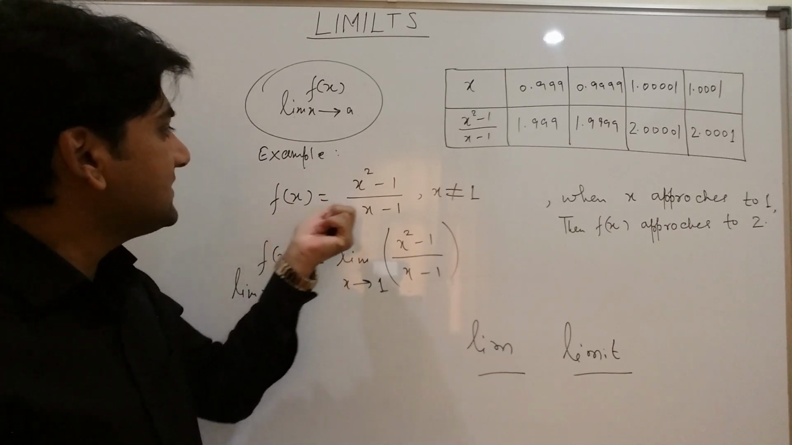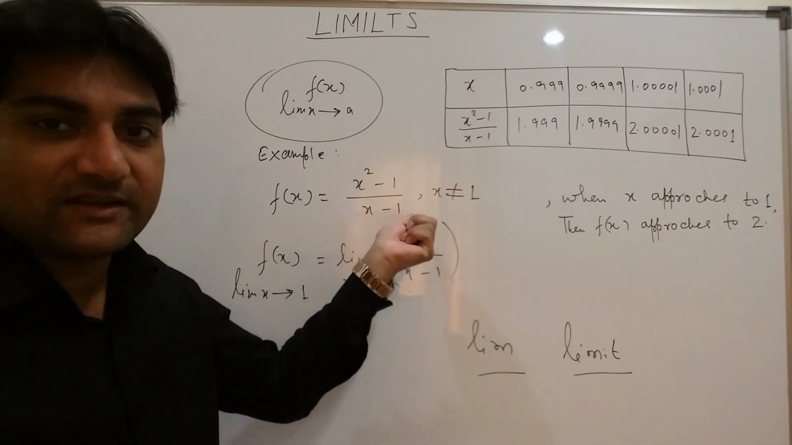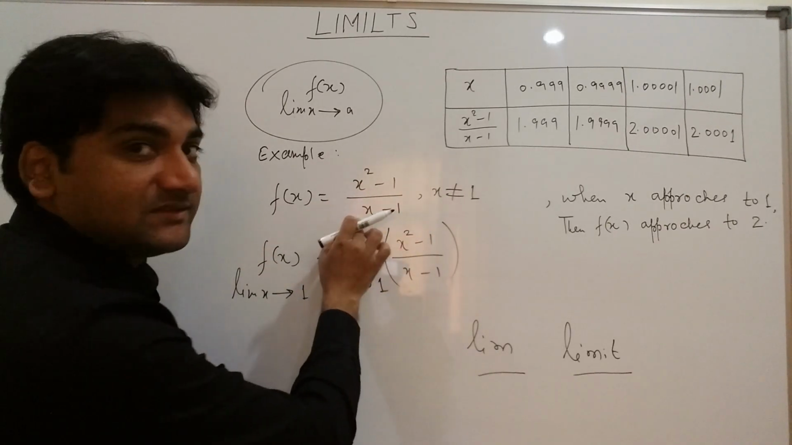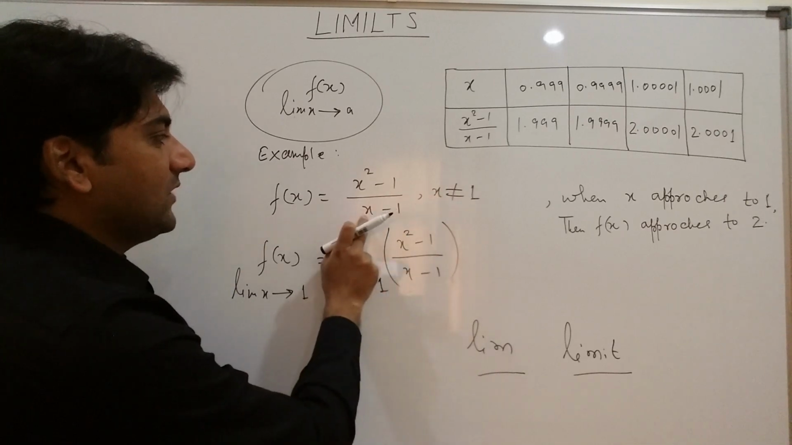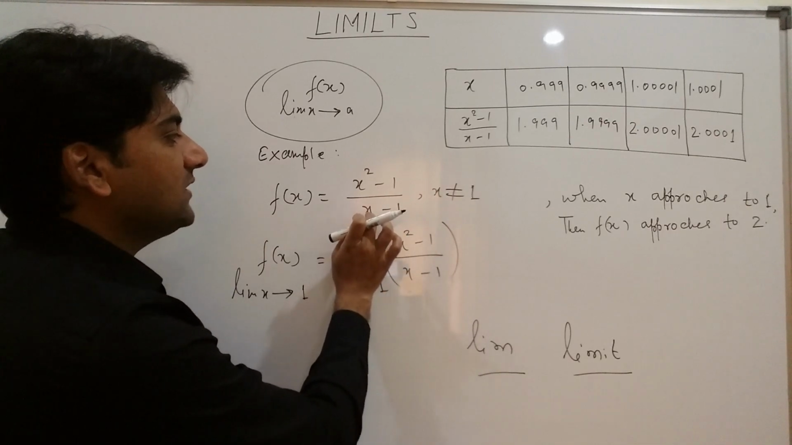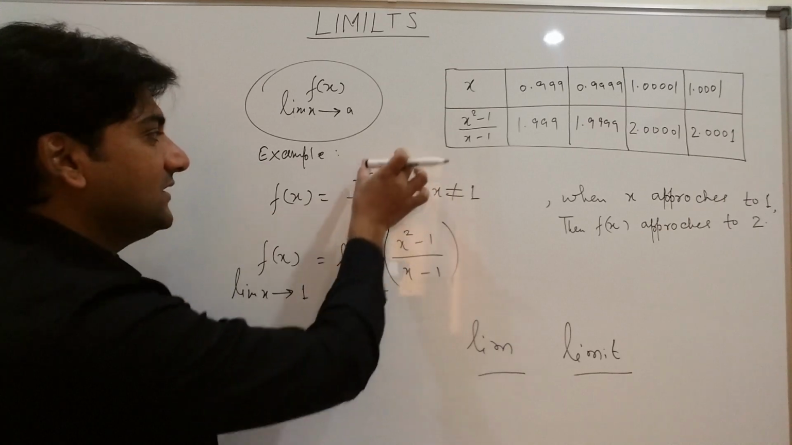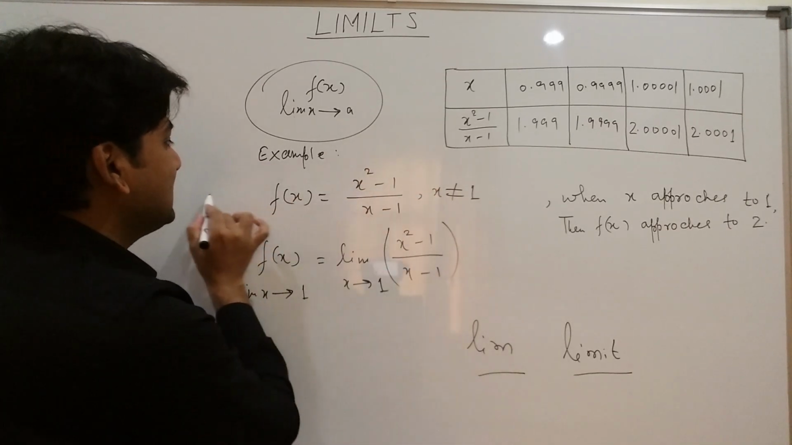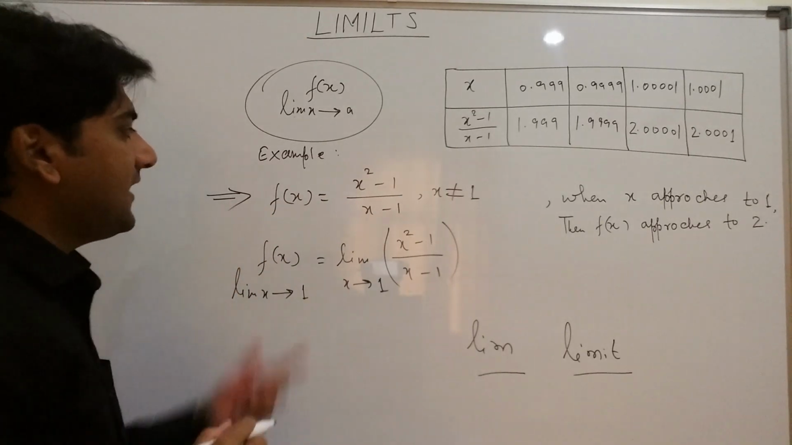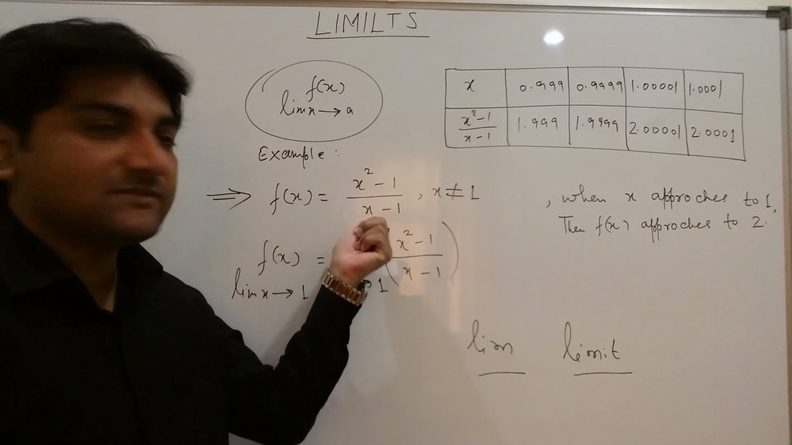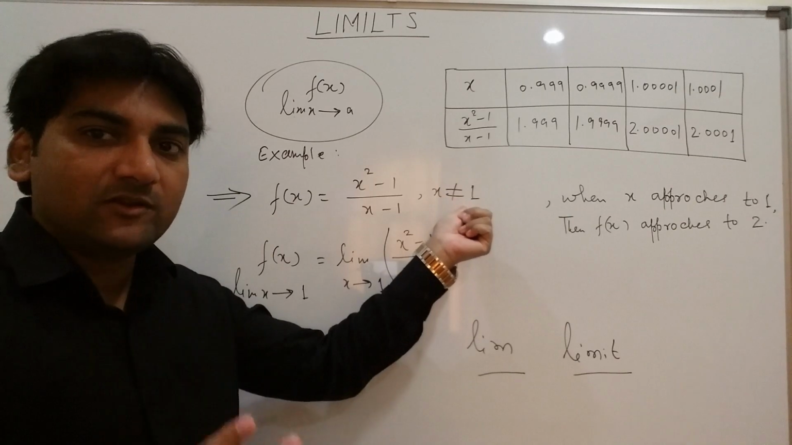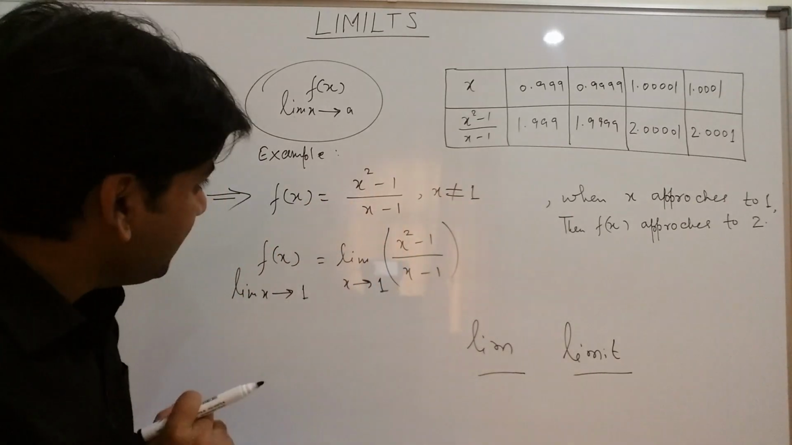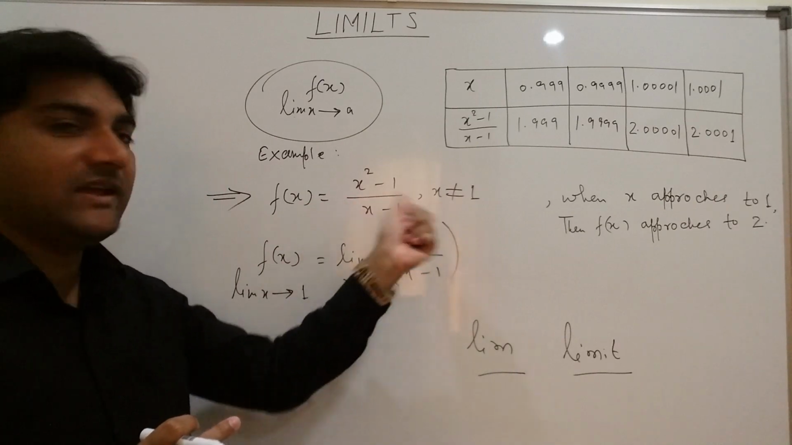The example is f(x) = (x² − 1)/(x − 1). Since x − 1 is the denominator, x cannot be 1, right? If you put x equals 1, then 1 − 1 is 0, and something over 0 is not defined. That's why x cannot be 1. So this is given to us: f(x) = (x² − 1)/(x − 1), where x cannot be 1. You cannot substitute x directly with 1. By the way, x cannot take the value 1.